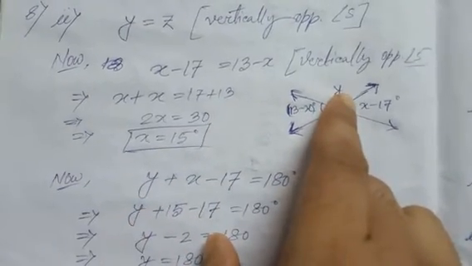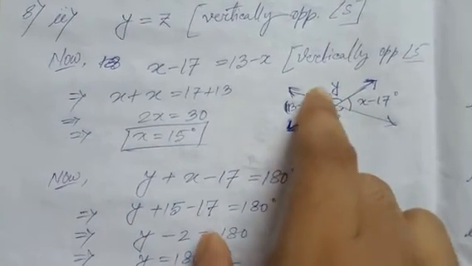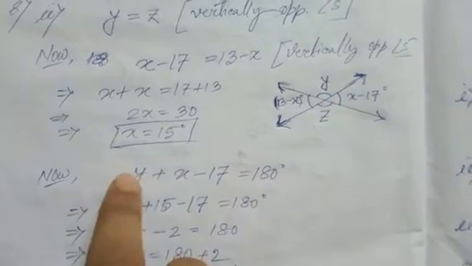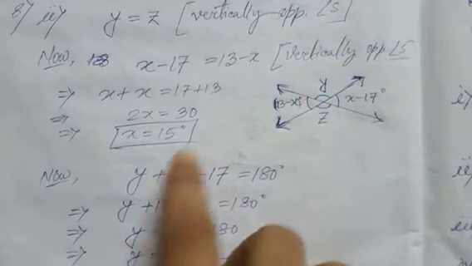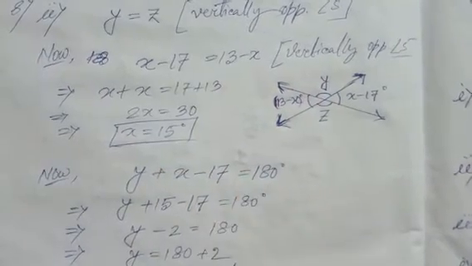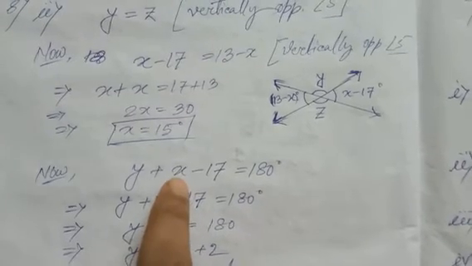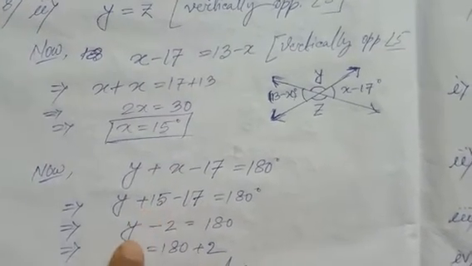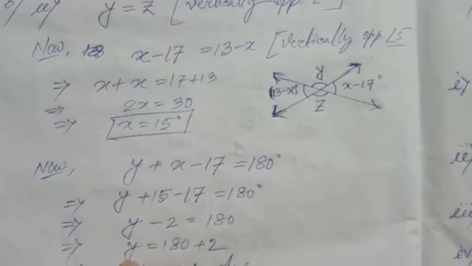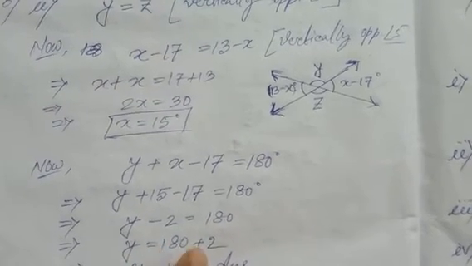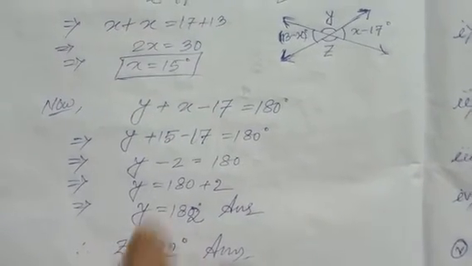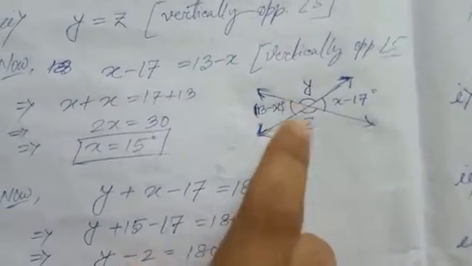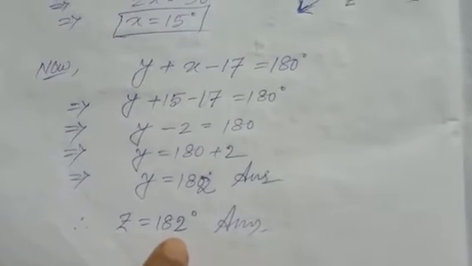This angle and this angle will be a linear pair, because the total angle is 180 degrees. Therefore y plus x minus 17 is equal to 180 degrees. Put the value of x, which is 15 here. Then y minus 2 equals 180, so y equals 180 plus 2. Therefore y equals 182 degrees. y and z are equal angles, because they are vertically opposite angles. Therefore z equals 182 degrees.